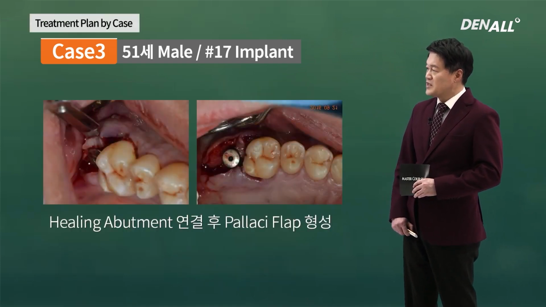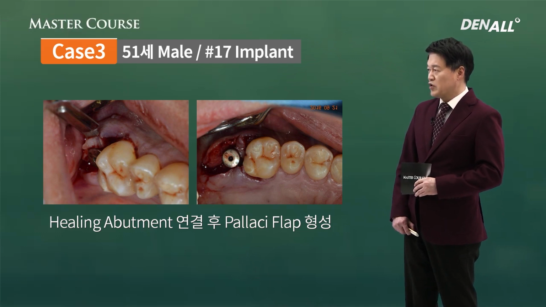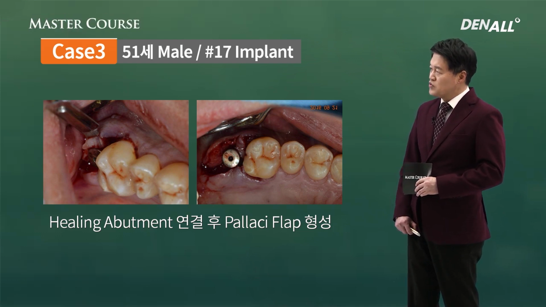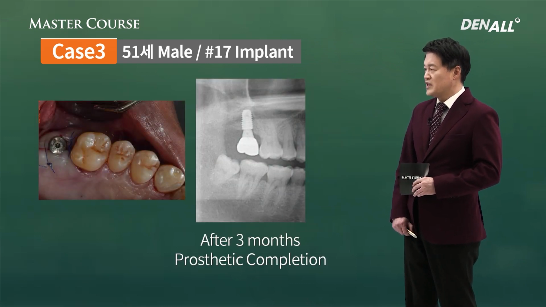Initial stability. As depth was adjusted, initial stability was gained slightly. Healing abutment was connected, and it was one-stage surgery. Buccally, there was sufficient attached gingiva. Palatal flap was formed, and there was suture on the mesial side.